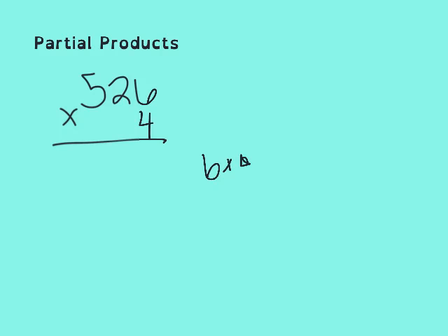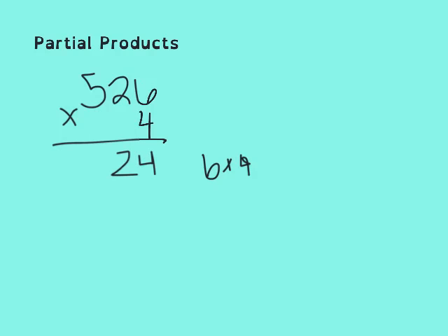Hi guys, so today I'm going to go through how to do partial products. So let's say that our problem is going to be 526 times 4. So with partial products, we're just multiplying our numbers like so. So first we're going to multiply our ones together, 6 times 4. So 6 times 4 is 24.